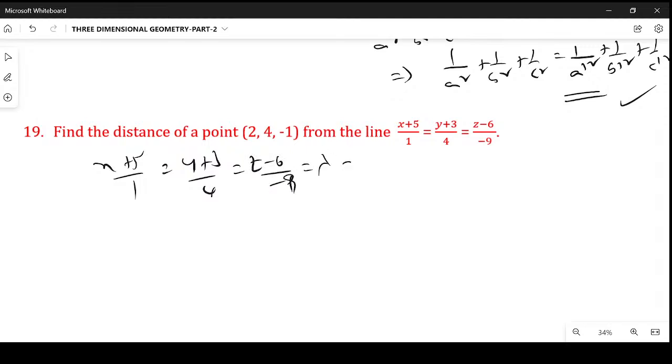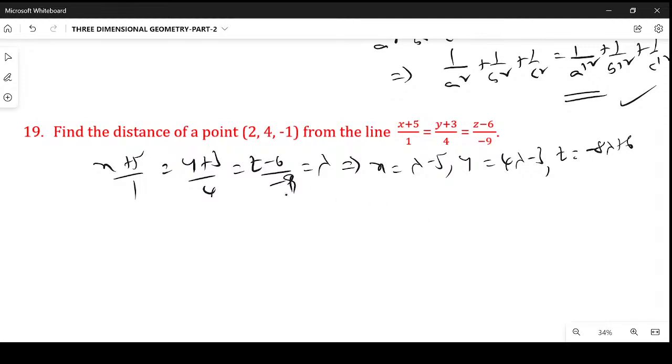You take the general point. So what will the x value be? Lambda minus 5. The y value will be 4 lambda minus 3. And the z value will be minus 9 lambda plus 6. This is the z value. I have taken the general point x, y, z on this line. Again the DRs are 1, 4, minus 9. So you take any point on this.